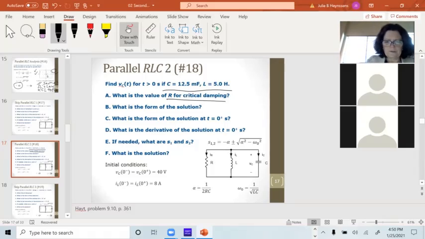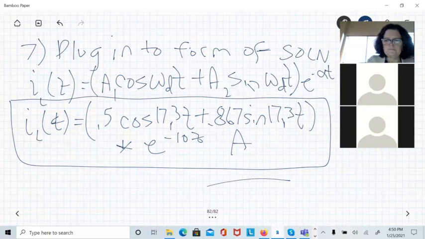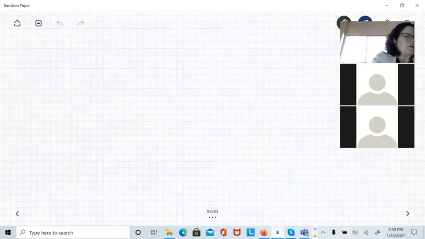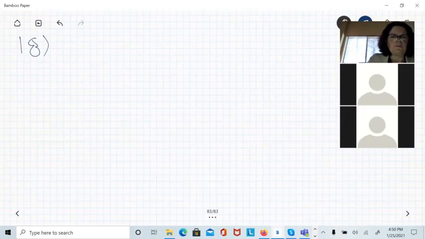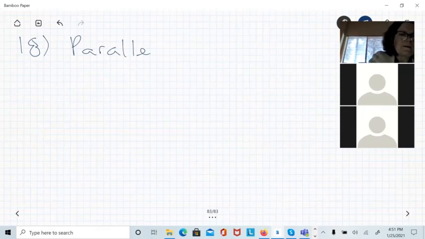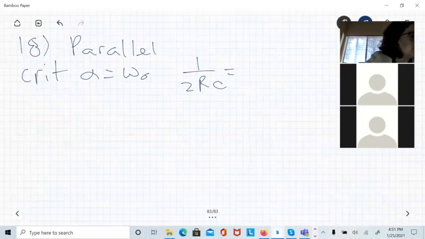So for critical damping, I'm going to go back to my thing that I can actually draw on. This is number 18. First thing I want to do is, we're told it is critical damping. So I know it's parallel, which means alpha equals omega naught for critical damping. So alpha equals omega naught, which means 1 over 2RC equals 1 over the square root of LC.